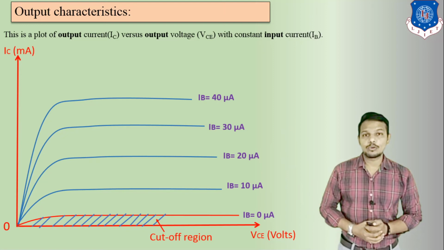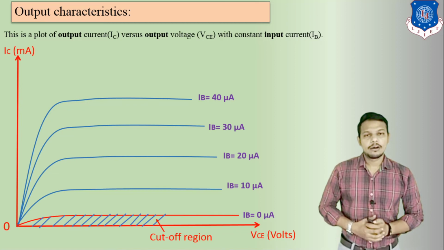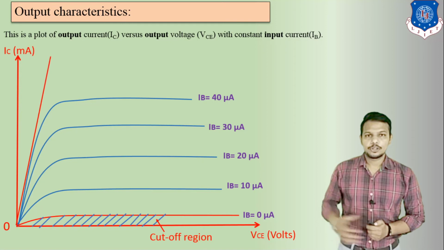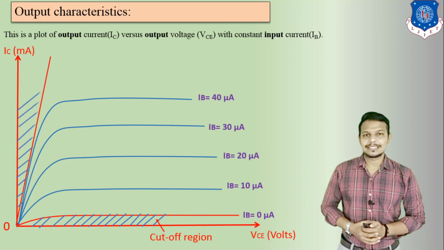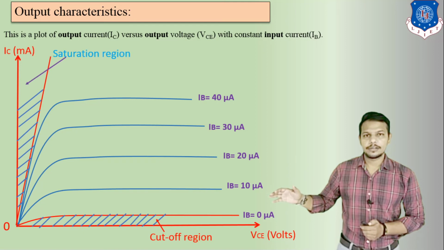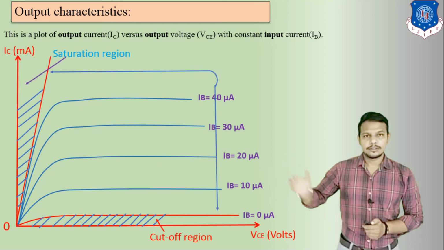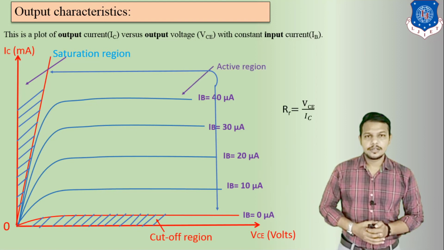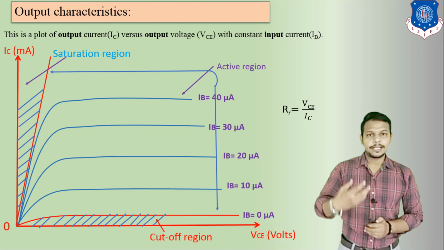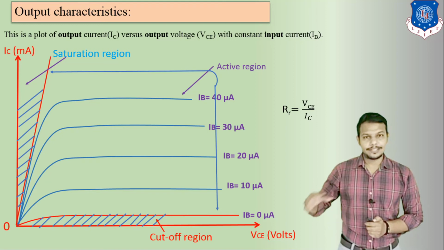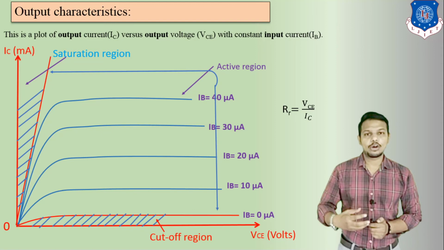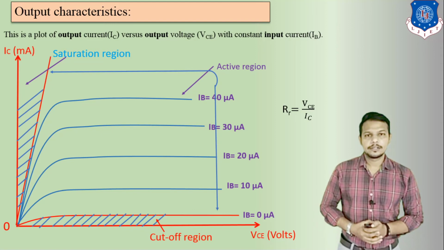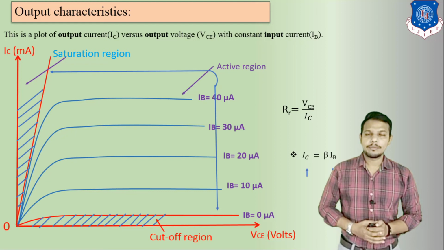And finally, let us discuss the saturation region. In the saturation region, both junctions should be forward biased. So your saturation region is like this. And here we can see this is your active region. So this is the reverse resistance. How can we find reverse resistance? It is due to the voltage and current. So resistance is equal to the ratio of voltage VCE upon IC, and IC is equal to beta into IB.